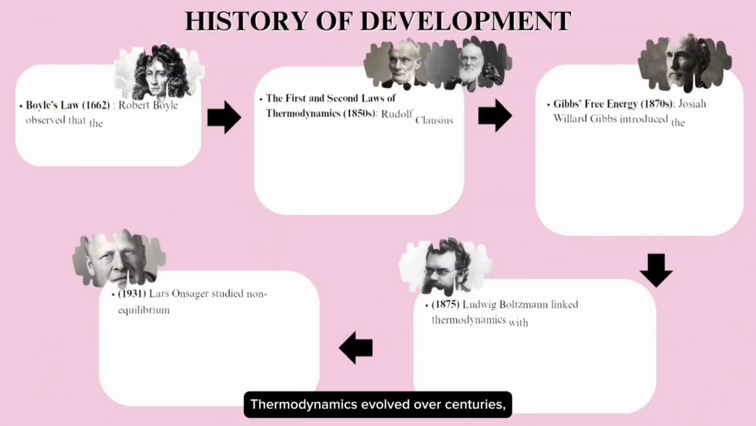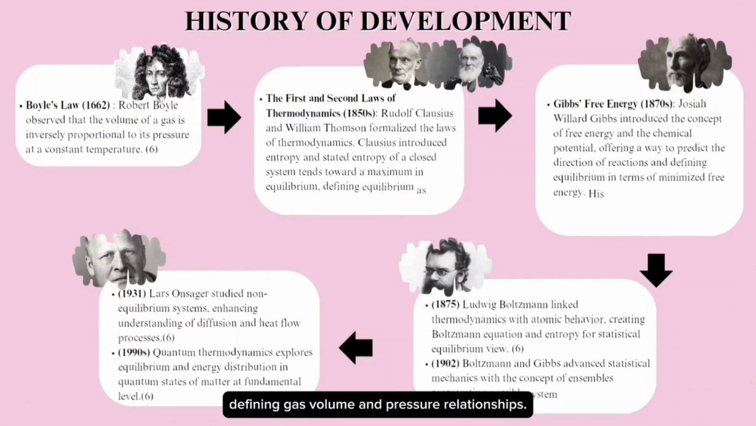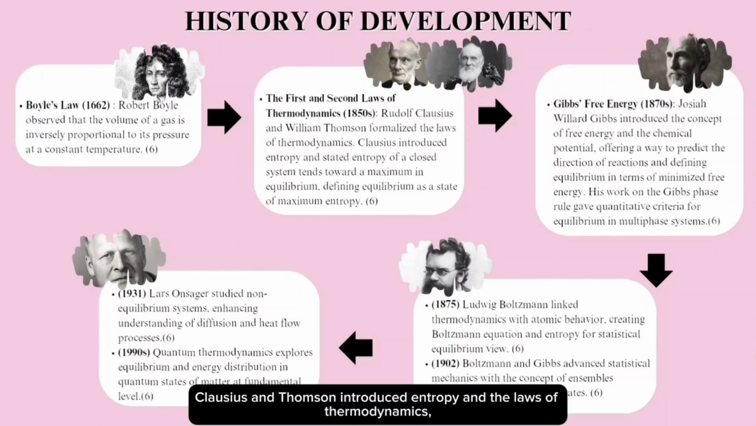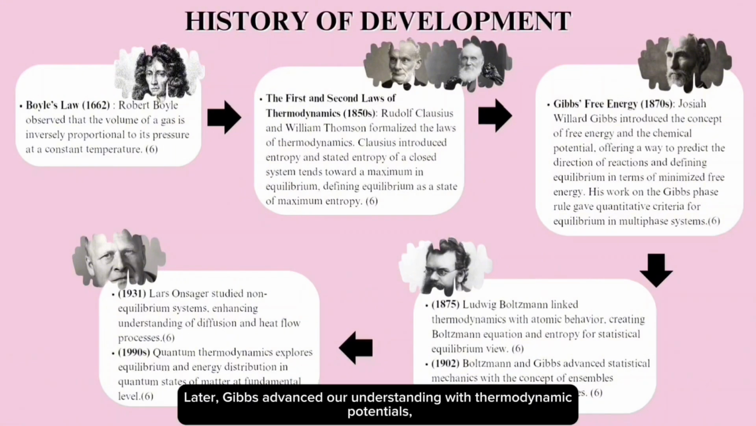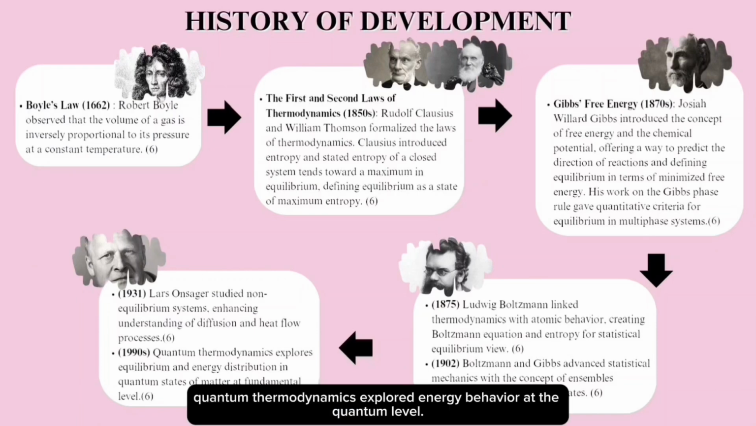Thermodynamics evolved over centuries, beginning with Boyle's law in 1662, defining gas volume and pressure relationships. In the 1850s, Clausius and Thomson introduced entropy and the laws of thermodynamics, establishing equilibrium as a state of maximum entropy. Later, Gibbs advanced our understanding with thermodynamic potentials, and by the 1990s, quantum thermodynamics explored energy behavior at the quantum level.